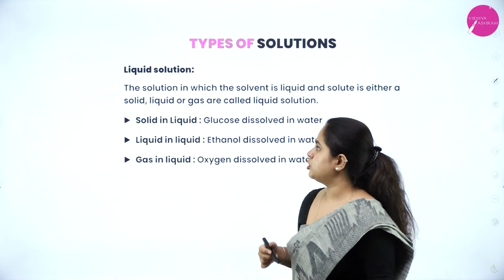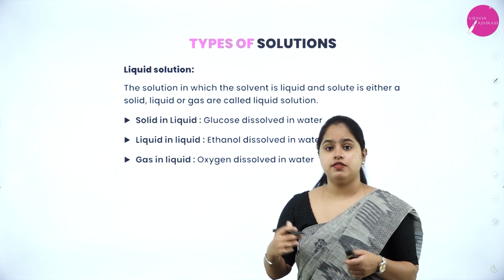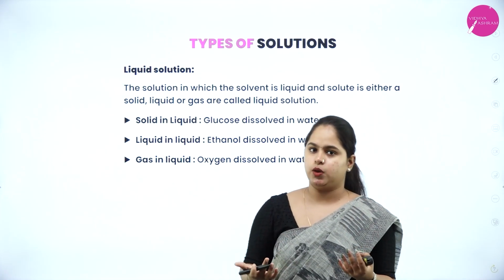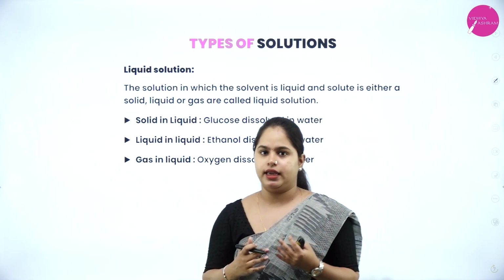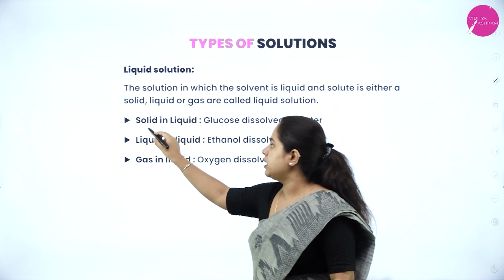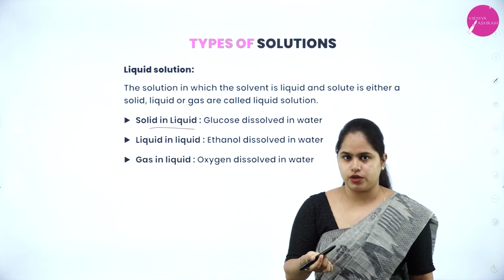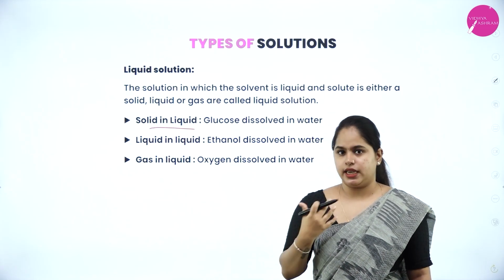Clear? Now moving on to the next type, that is liquid solutions, right? So the solution in which the solvent will be liquid, and the solute can be solid, liquid or gas, are called liquid solutions, right? So the first type is solid in liquid solution. That is, the solute is solid and the solvent is liquid. So what example can you say in this case?